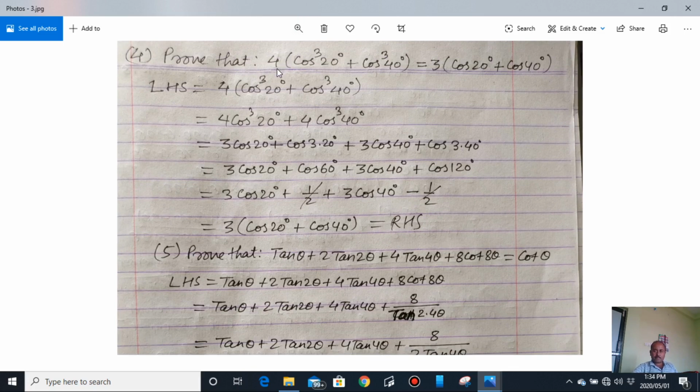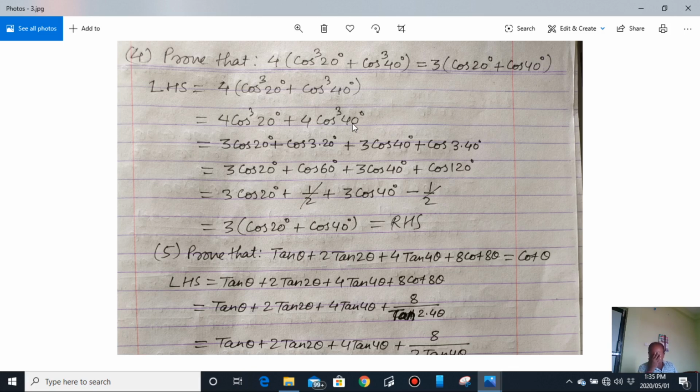Now, fourth question. This is also to prove: 4 bracket cos cube 20 degree plus cos cube 40 degree equal to 3 cos 20 degree plus cos 40 degree in bracket. So let us begin from LHS. 4 cos cube 20 degree plus cos cube 40 degree equals 4, remove the bracket, multiply 4 to either term, it becomes like this.